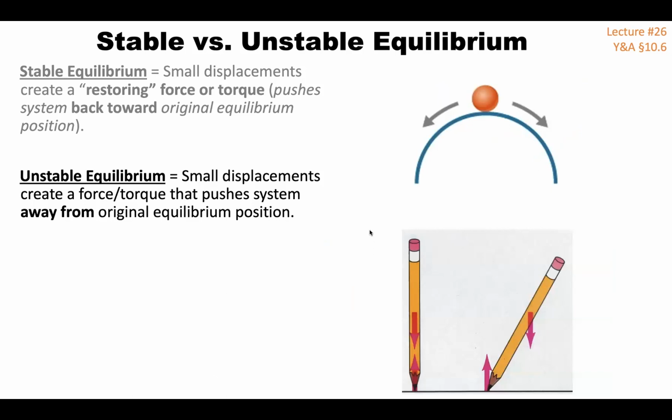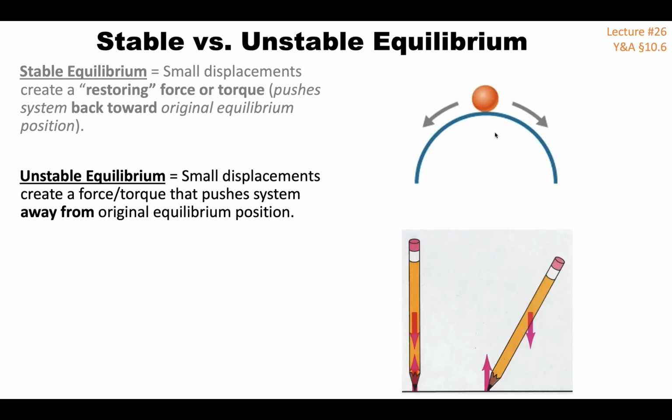Unstable equilibria are, again, they start with an equilibrium, but if you displace or perturb the system a little bit from that equilibrium position, the net force or net torque that arises will be in a direction that is away from that original equilibrium position. So what that means is the system will depart from that equilibrium and never return.